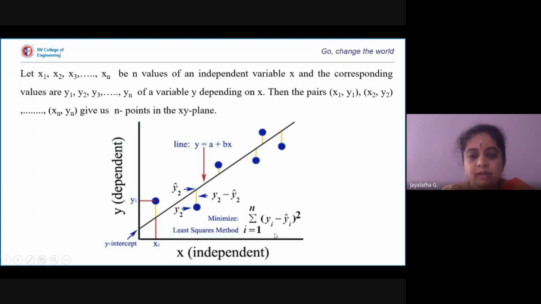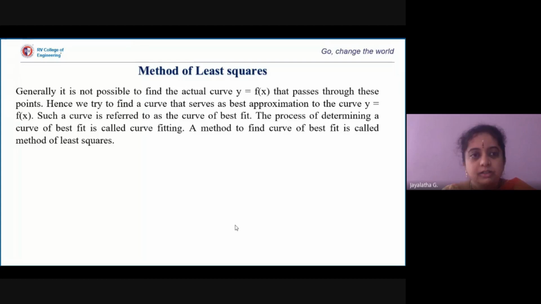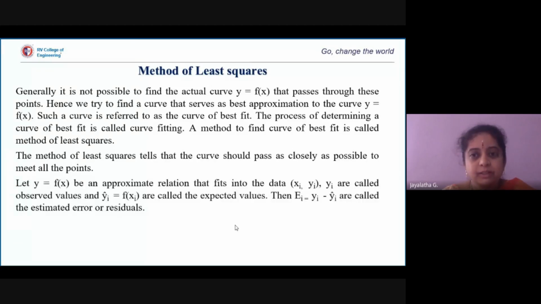It tells you that the summation of yi minus yi hat whole square should be minimized. Our aim is to minimize this. So generally it is not possible to find the actual curve. We go for an approximate curve y equal to f of x, and that is referred to as the curve of best fit. You may not be able to find the exact function, but we are going to find an approximate function, and the process is called curve fitting. And here the method used is the method of least squares.